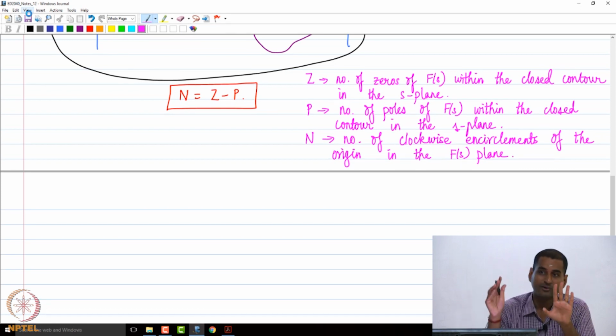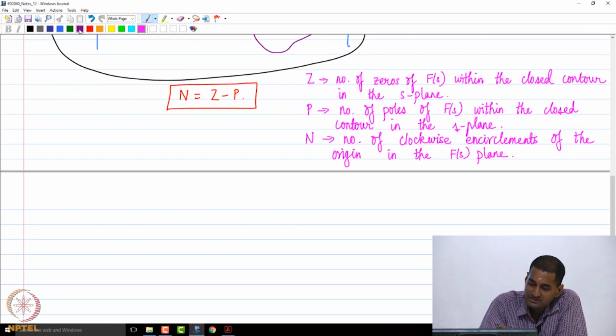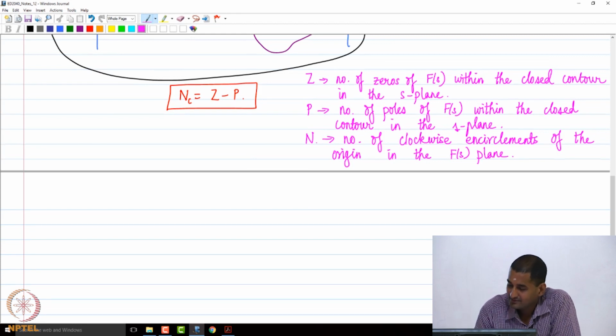Good point, that's a good observation. Let me use a different n here. Let me put NC, some n contour. This is not the same capital N as we wrote for S power n in type 0, type 1, type 2 systems. This is different, so that's why I'm putting NC.